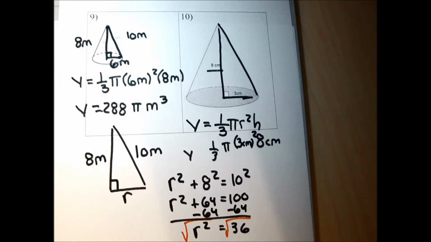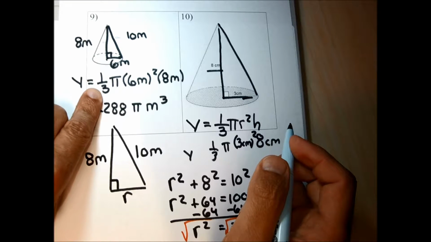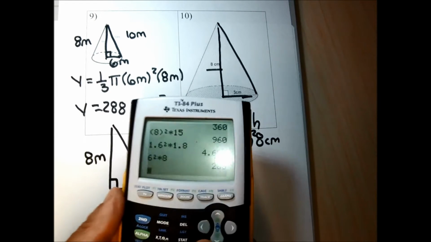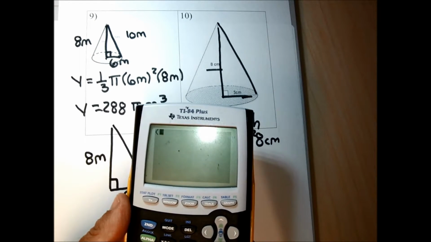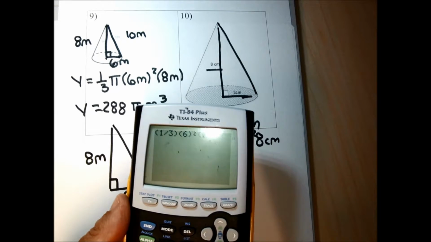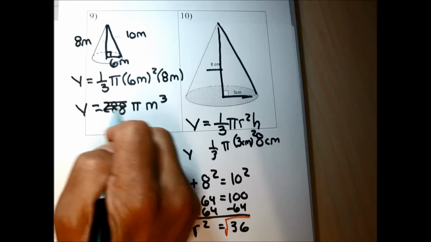1/3 times pi. The funny thing, not so funny thing, is I have a different answer written for number 9 on the answer sheet. I'll do this again in my head, but I don't think I have a mistake here. So that's a 6, 8, 10 triangle. 1/3. I forgot to do the 1/3. Ha ha ha. That is a wrong answer. I didn't go 1 divided by 3 times 6 squared times 8. Should be 96 pi. Sorry.